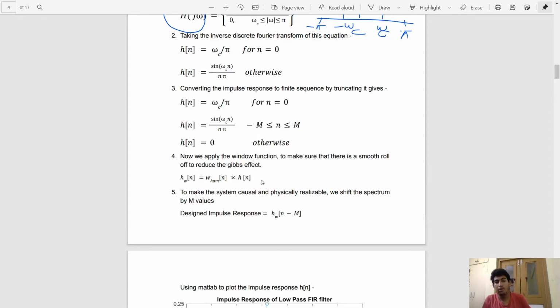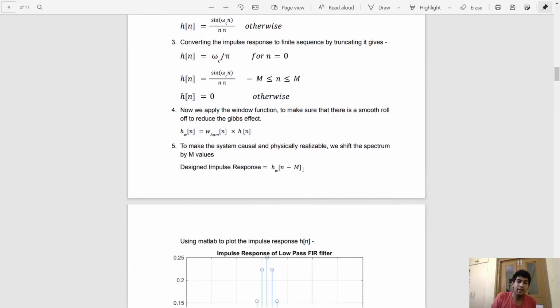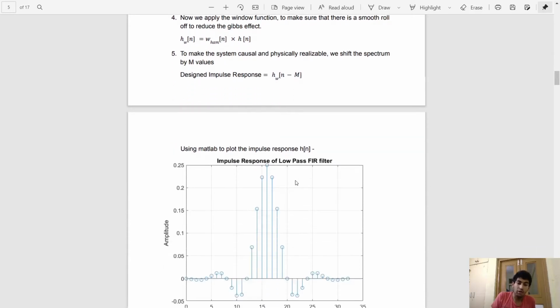But the main problem here is that it is non-causal, and to make it physically realizable, we shift the whole of h of n from minus M to M over to 0 to 2M. So we're shifting it by M samples, and mathematically it can be defined by this. We're shifting h of n by M samples to the right, and this now becomes a physically realizable impulse response of a filter, because it has a finite number of terms, and it is causal in nature.